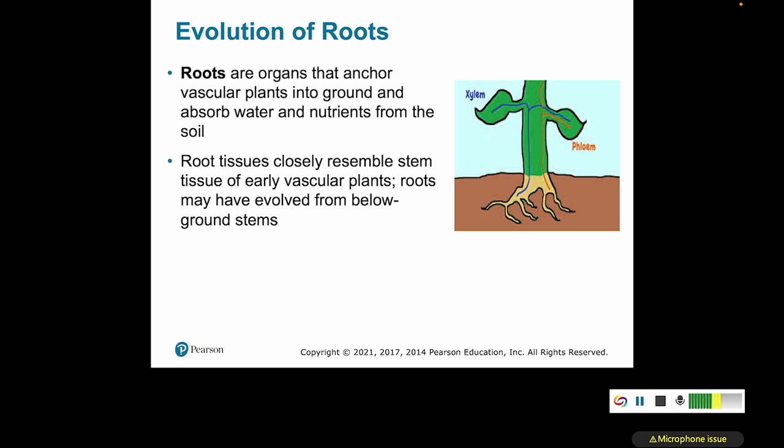As we start having vascular plants, we start having things like roots and leaves showing up. Roots are organs that are underground. They anchor vascular plants into the ground. They absorb water and they absorb nutrients from the soil. Early root tissues really closely resembled stem tissue in early vascular plants, and so it's very likely that roots evolved from below ground stems.